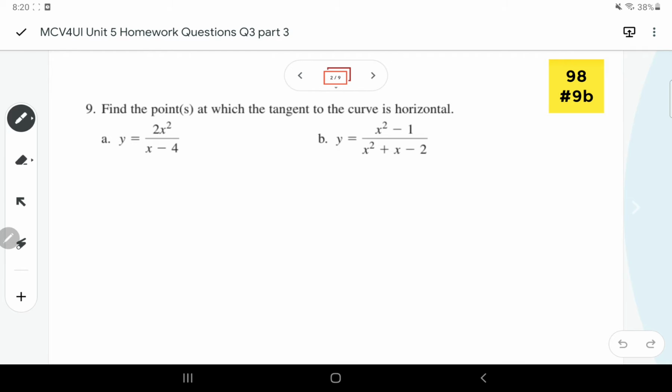Okay, and here we are looking at B in particular. So if it has a tangent that's horizontal, that means that y prime equals 0. So we're going to figure out where that happens. And I do think this is doable as it is, but we can actually simplify the original function to make the derivative a lot easier.